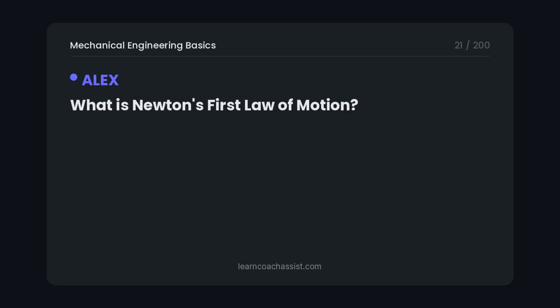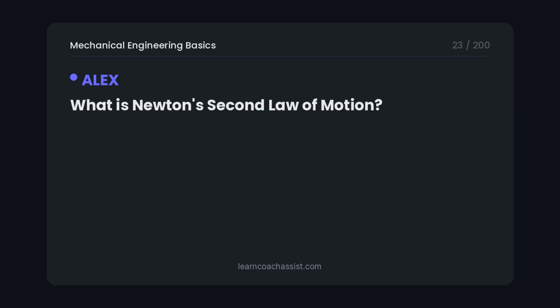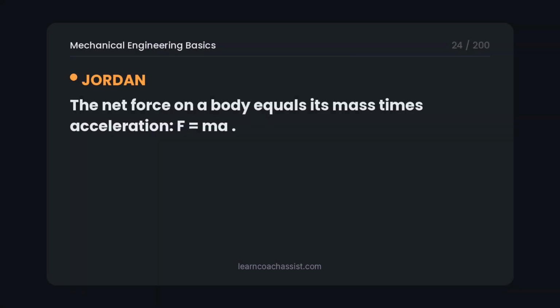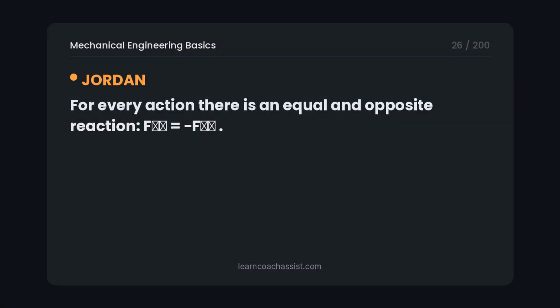What is Newton's first law of motion? A body remains at rest or in uniform motion unless acted upon by a net external force. What is Newton's second law of motion? The net force on a body equals its mass times acceleration, F equals ma. What is Newton's third law of motion? For every action there is an equal and opposite reaction, F1 equals minus F2.